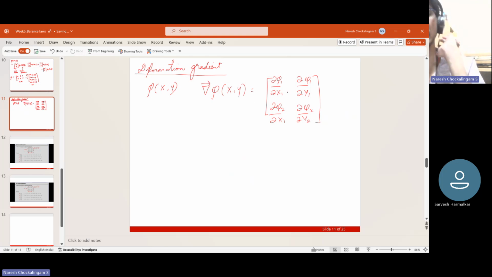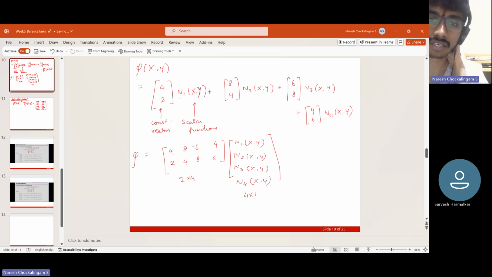You take the first component of the deformation, differentiate with respect to x1 and y1. Take the second component of the deformation, differentiate with respect to x1 and y1. Here, the first row will be the first component and the second row will be the second component.